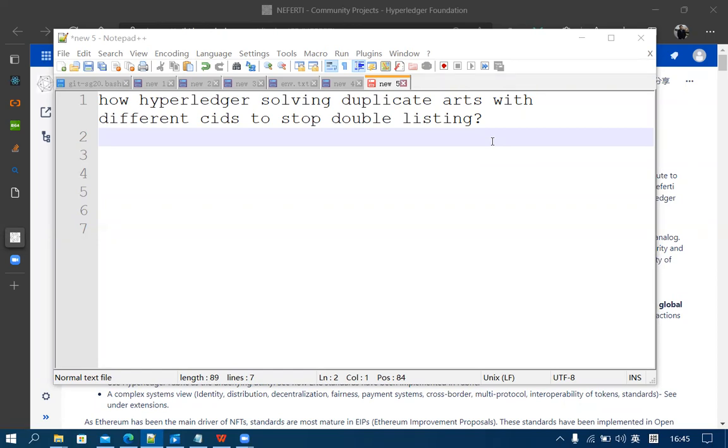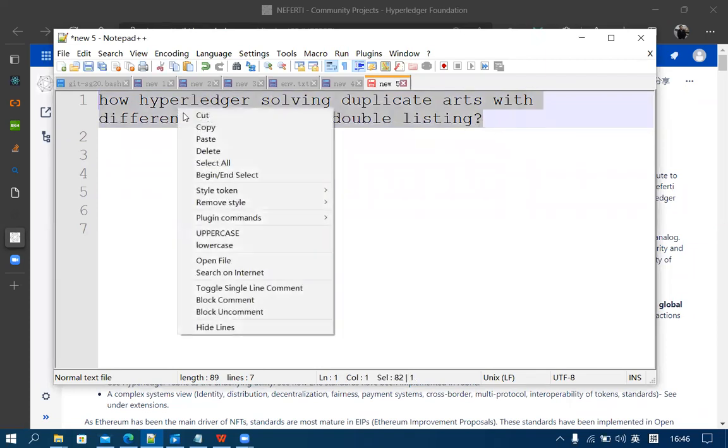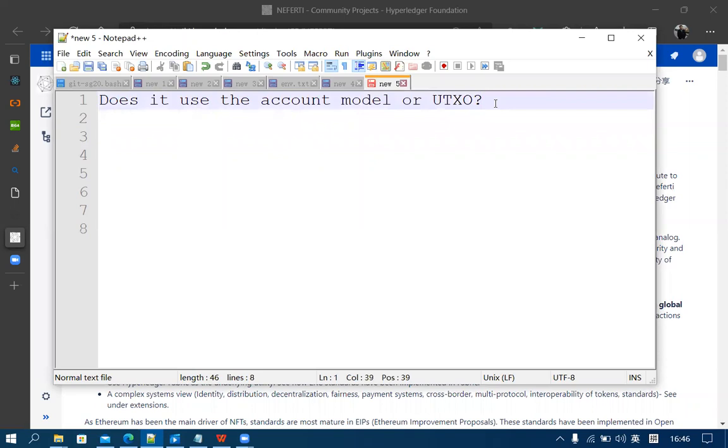Okay. And I think there's another question from Vikram. Does it use the account model or the UTXO model? Does the NFT sample you use follow the account model or the UTXO model? I think it's the account model. UTXO means unspent transaction output, which Bitcoin generally follows in its token economics. It's not UTXO. You can say it's the account model, because the owner address is an X509 subject certificate. It's actually a certificate. You can say it's similar to an account model.